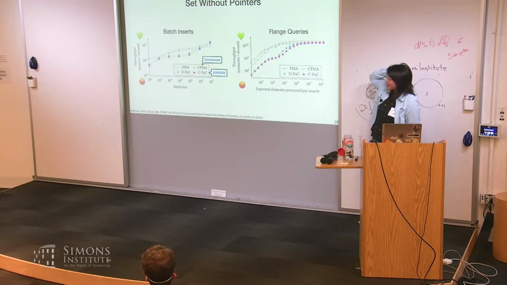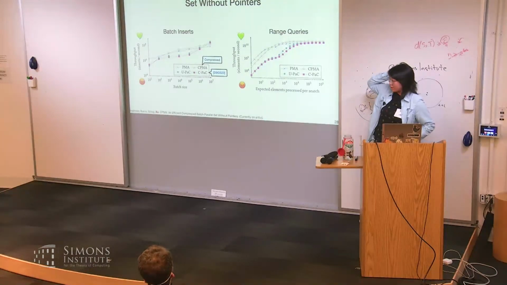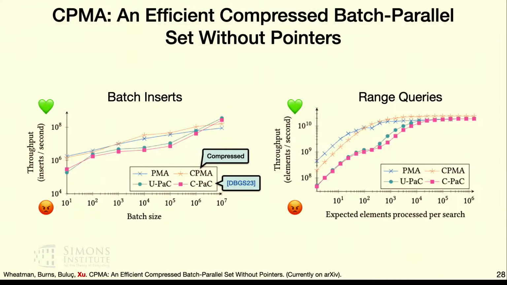So I have been working on this a little bit. One thing, this is currently on arXiv, we made CPMA, which is a compressed packed memory array with batch insertions. And I think it's a little cool because a lot of the batch parallel sets are pointer based. I think almost all of them are. So up front, it wasn't actually clear that this would be better. But here's some data.